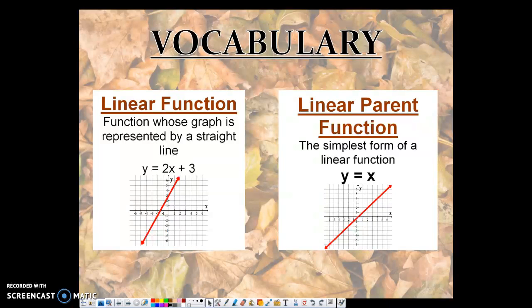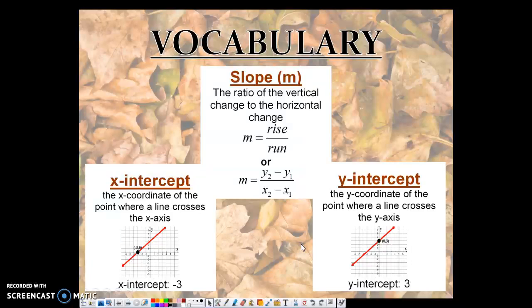Linear parent function is y equals x. That means before we do anything to it, it is y equals x. Go straight through the middle. Okay, so your slope, which what you're doing again is rise over run, or y2 minus y1 over x2 minus x1. Okay, you're really going to need this formula today. I would write it down and keep it on your paper because you're really going to need that today.